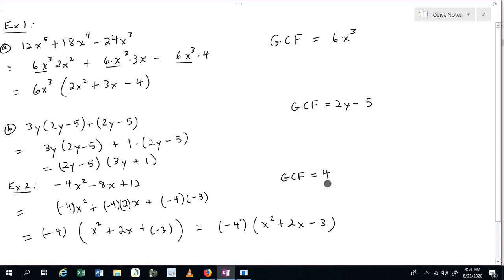Sometimes we factor out, instead of a positive number, like here it would be positive 4, which is the greatest common factor, negative 4 instead. Again, the reason we would do that is because we want a positive coefficient in front of this leading term.